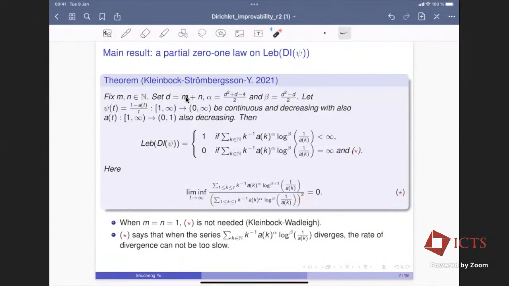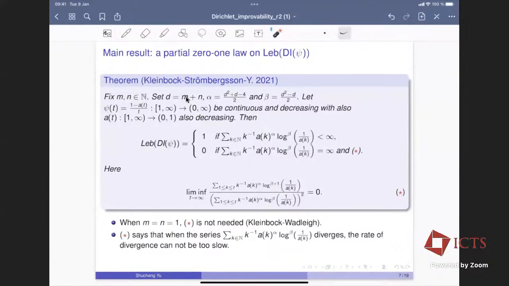And in the numerator, it's almost the original partial sum, except that we add a small knock t. So the exponent of this knock t here changes from beta to beta plus 1. So this condition basically says that we want the lim-inf of the quotient of these two partial sums to equal 0.